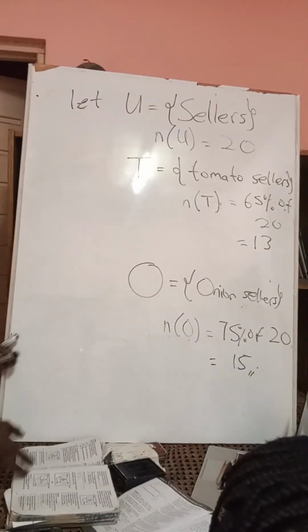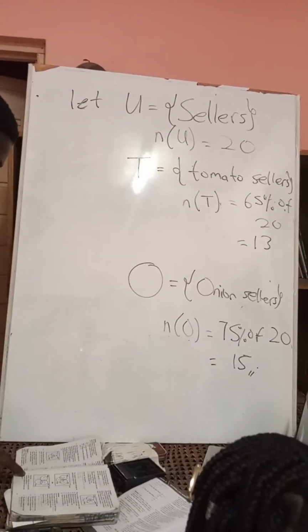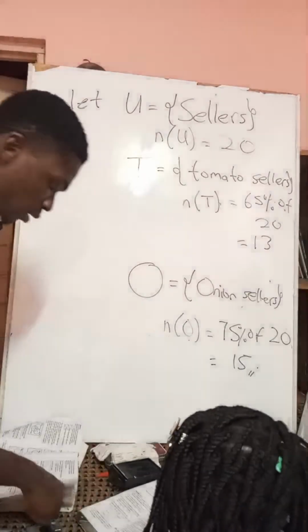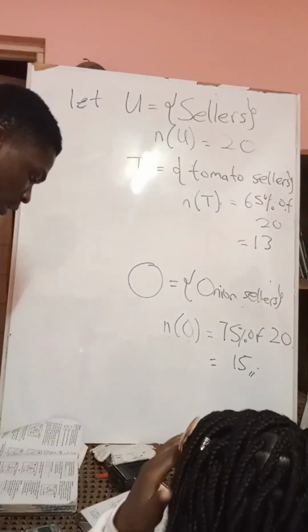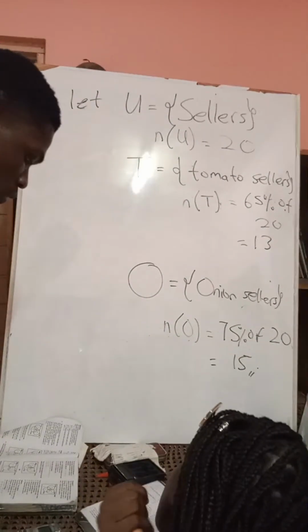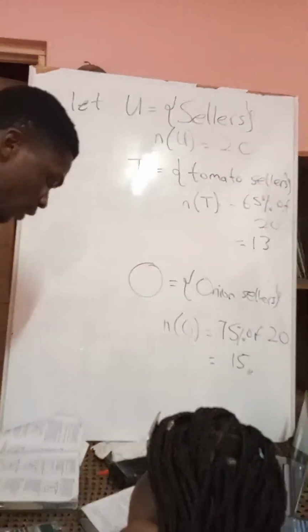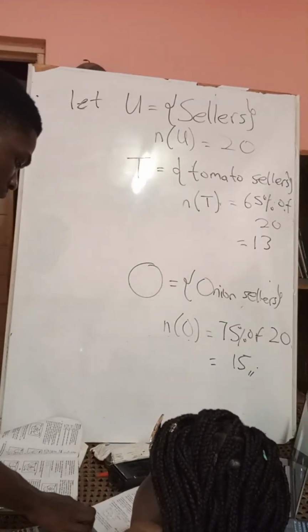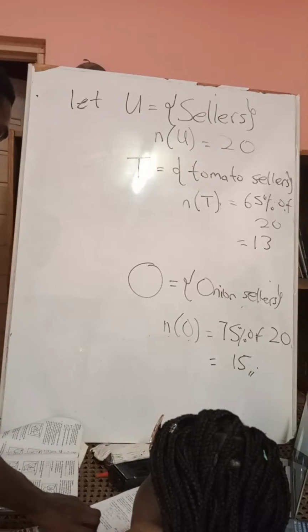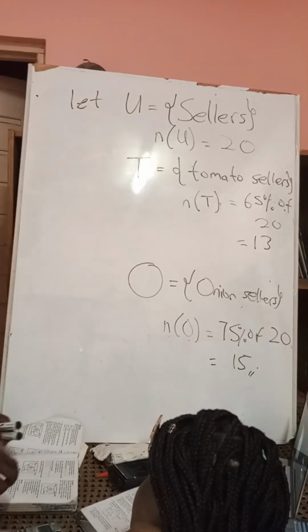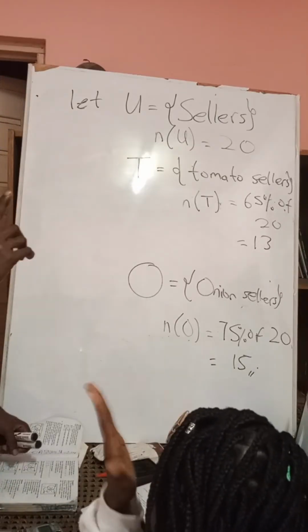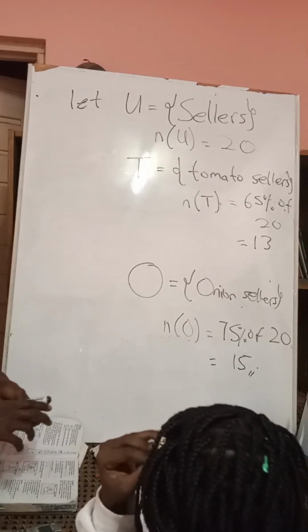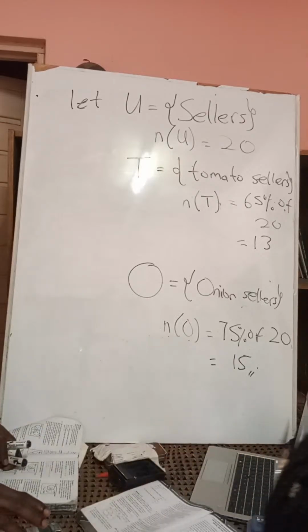Now after that, you come back to the set itself. So where's the question? The question says that 75% sells onions. Each seller is known to sell at least one subject of these two items. Whenever you hear at least one subject in sets, it means that there is no region.